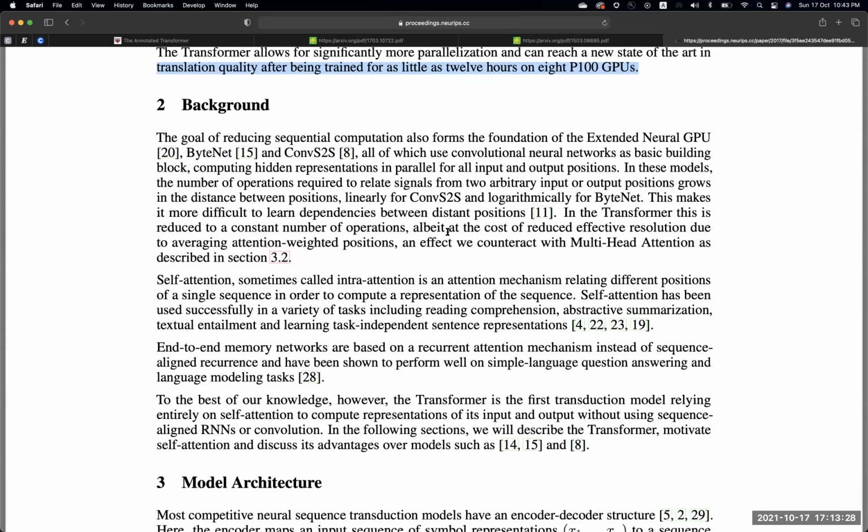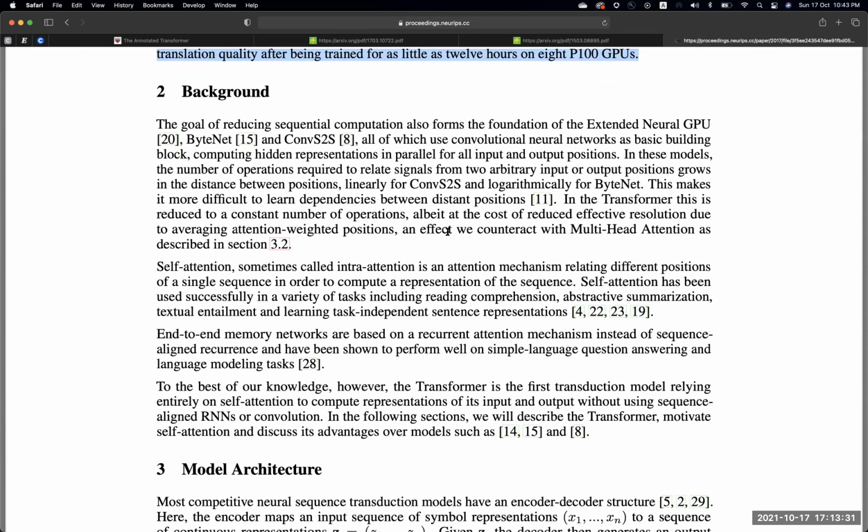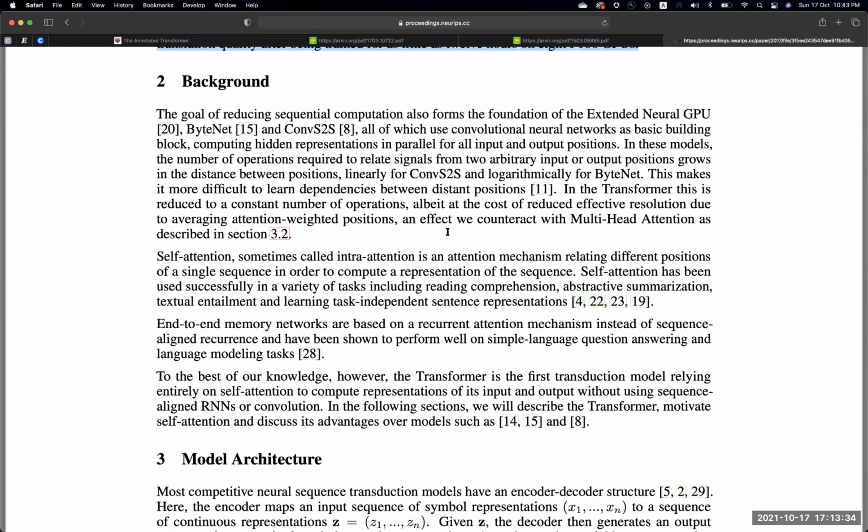Now coming back to a little background. In this, I would like to focus on sequential computation reduction. It's a known problem, and there have been some proposed architectures, ByteNet and ConvS2S. I think I've heard somewhere about ByteNet in machine translation, but I've not gone through the details. But if it is used in machine translation, I think it should be doing well and have great performance.